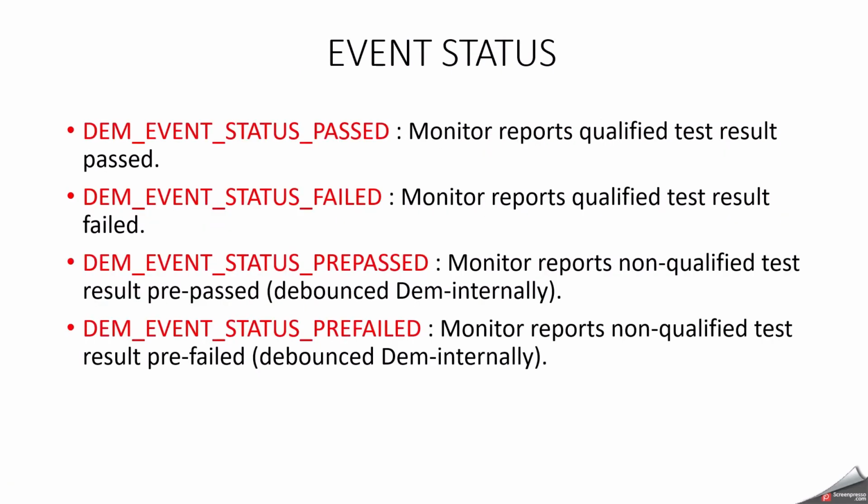Event status byte. Whenever the application software component or any other software component wants to report a fault, then they have to provide the monitor report status as well. That means it is called the event status, passed via argument. We have four options. One is DEM event status passed, DEM event status failed, DEM event status pre-passed, DEM event status pre-failed.